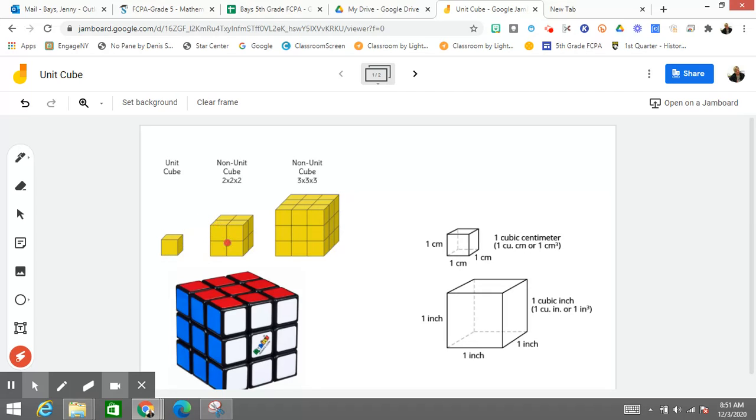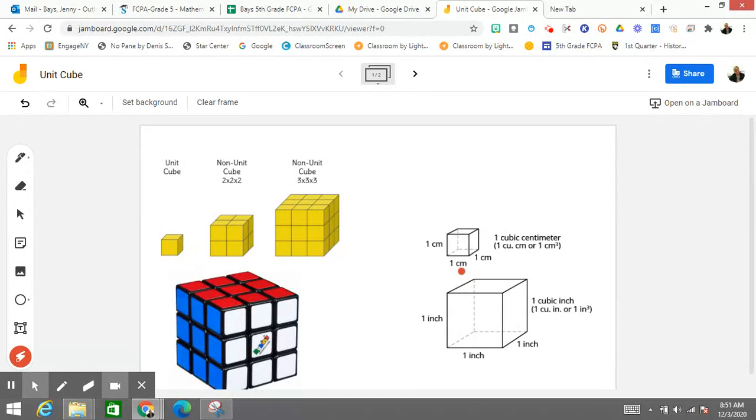This one's not a unit cube because each of the sides measures 2. So it's still a cube, but it's not a unit cube. Same here. This is a 3x3 cube, so it's not considered a unit cube. This one is the unit cube because every side measures 1.